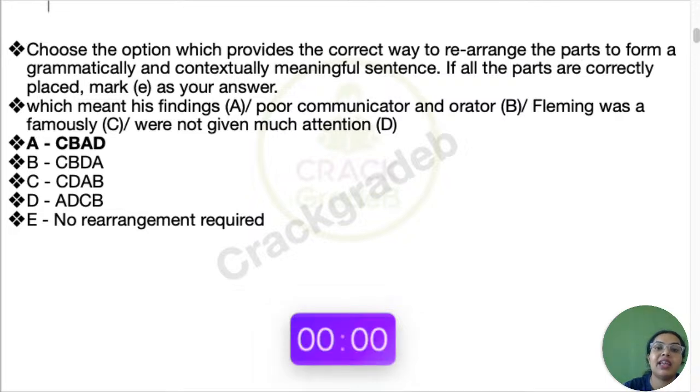The answer here is CBAD, which meant, so there is something that meant something, right? So we are saying which meant. Poor communicator and orator. Fleming was a famously, this is important, he was a. So you are saying he was a what? He was a famously. Famously is an adverb. An adverb with an adjective and noun combination can go. So famously poor communicator and orator. You have C and then you have B. But those two are given in options A and B. So we are saying Fleming was a famously poor communicator and orator, which meant his findings, plural, were. A and D will come. So the simple answer is A.